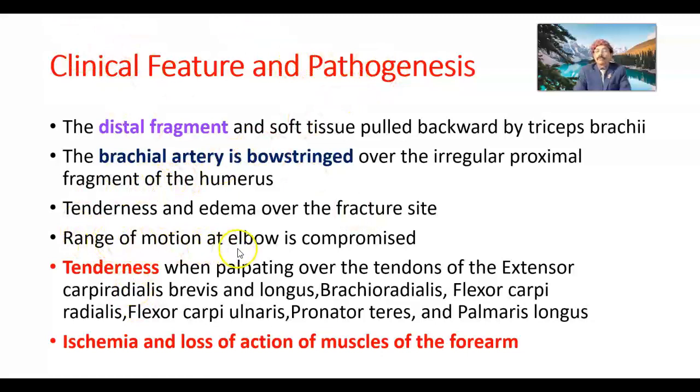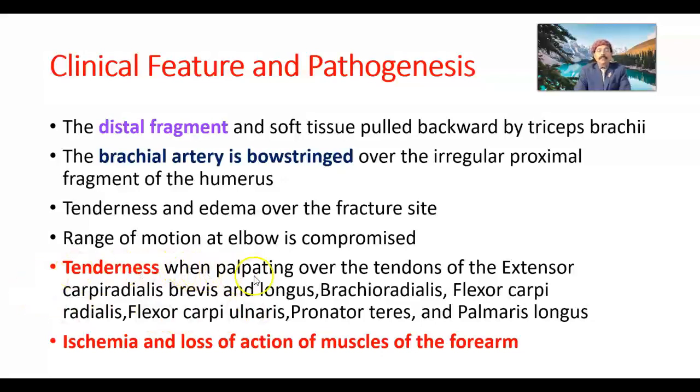Range of motion of the elbow is compromised because of the supracondylar fracture. Tenderness when palpating over the tendons of the extensor carpi radialis brevis and longus. The idea is that any nerve at the fracture site may be damaged. It may be the posterior interosseous nerve, it may be the median nerve, most commonly maybe the anterior interosseous nerve, maybe even the ulnar nerve. Any nerve may be damaged.